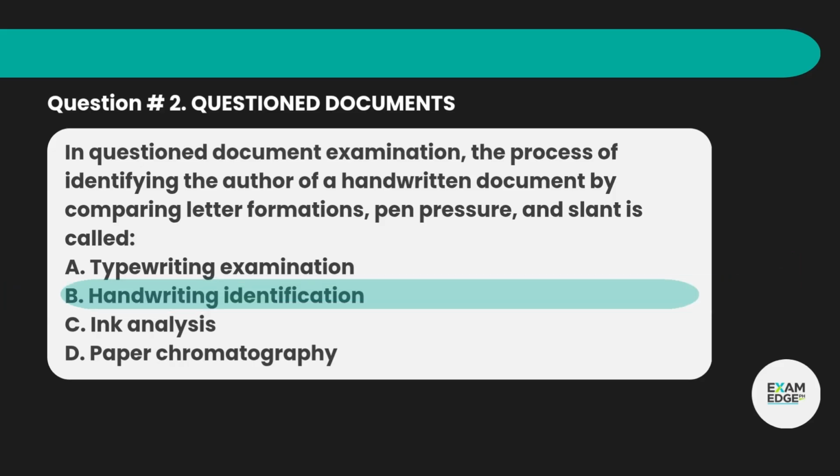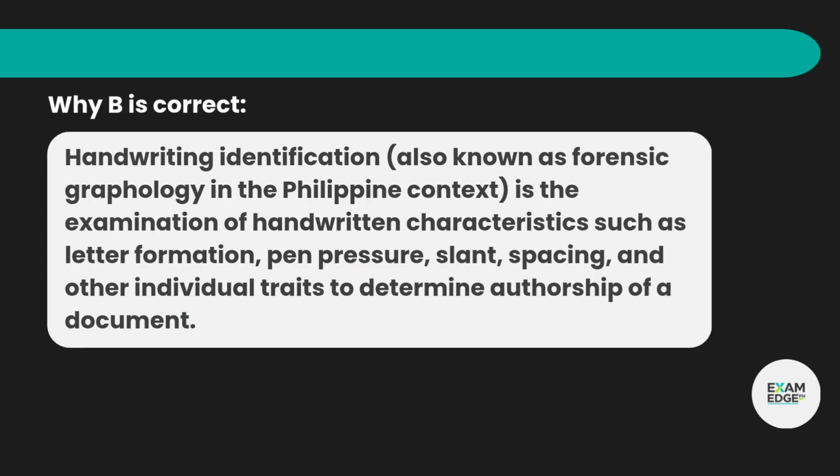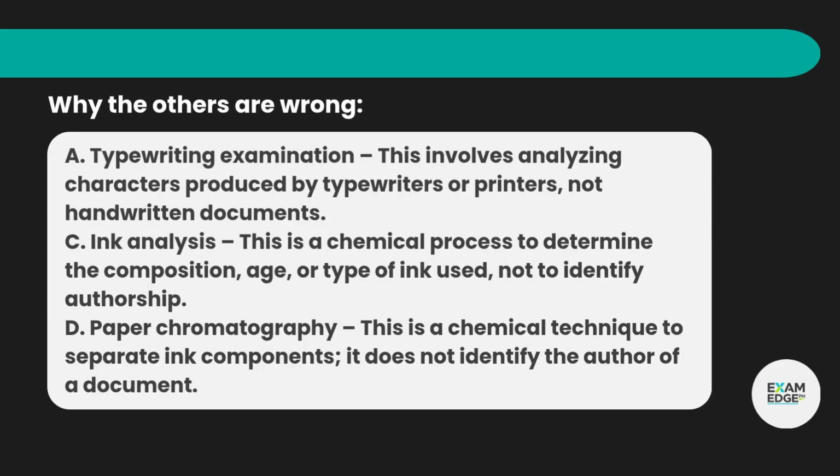Correct answer: B. Handwriting identification. Why B is correct? Handwriting identification, also known as forensic graphology in the Philippine context, is the examination of handwritten characteristics such as letter formation, pen pressure, slant, spacing, and other individual traits to determine authorship of a document. Why the others are wrong?